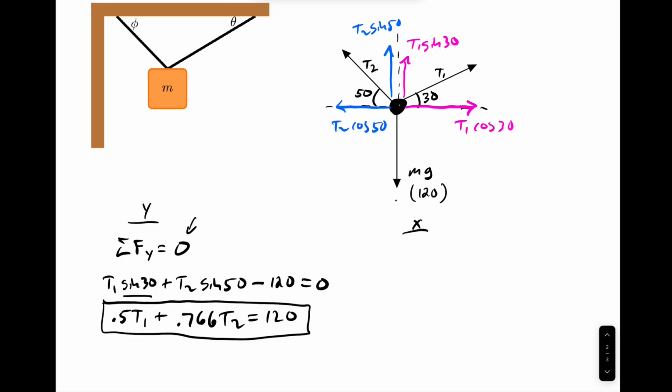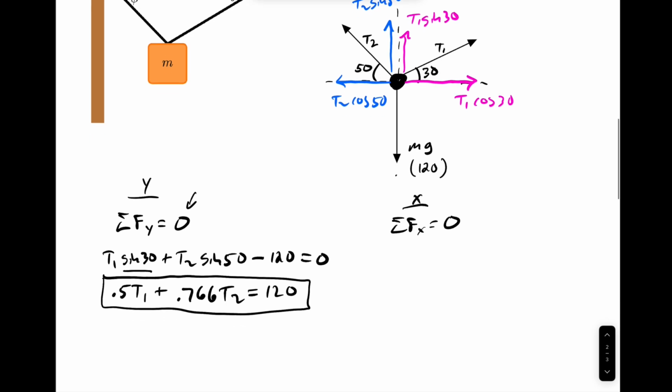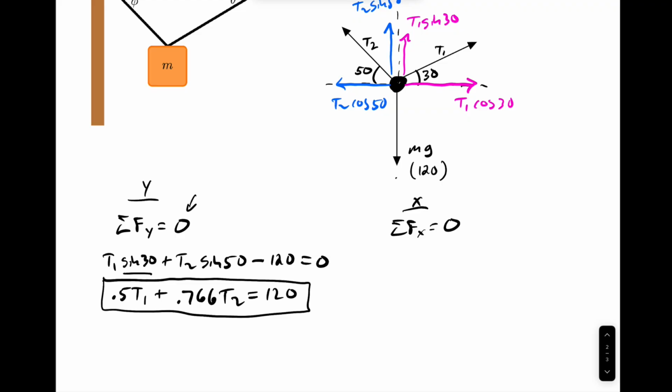Okay. Now in the x direction, here's what I would have. The summation of all the forces in the x direction is going to be equal to 0 because it's not accelerating in the x direction either. And so that would mean, I'm going to scroll up a little bit here, that T1 cosine of 30, that's pointed to the right, minus T2 cosine of 50, pointed to the left, that's why it's negative, would be equal to 0.